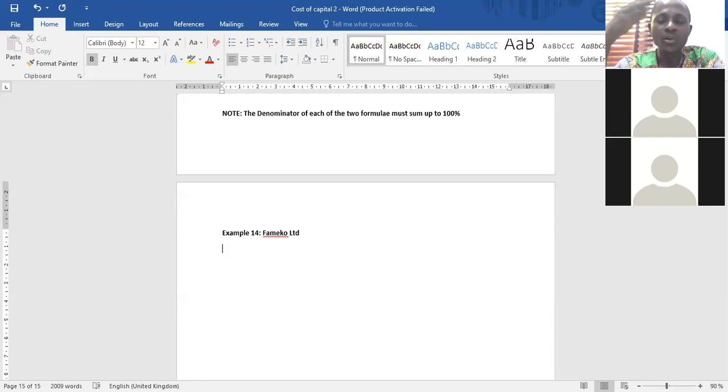Now, how do we compute this project-specific cost of capital? The procedure we gave earlier still stands. It doesn't change. Now, we are given Exfed, and the question lets you know that this Exfed is going to be the competitor of the Fameco subsidiary in the US. So, what does that mean? It means that Exfed is my proxy company, because Exfed is already in the US operating a courier service.